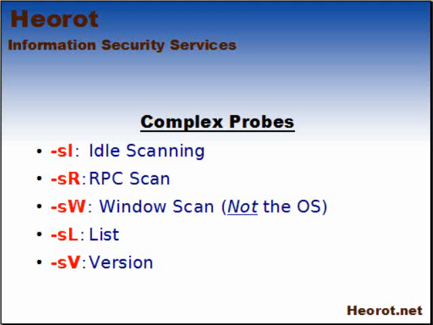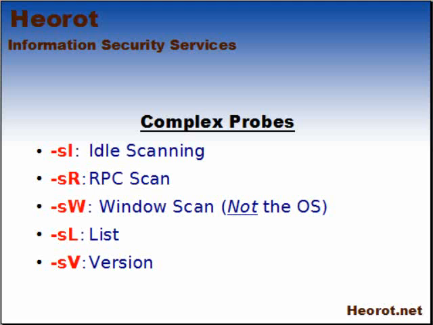The -sL probe doesn't actually send a probe. It uses DNS resolution to see if the target server exists. This probe is very unreliable and does not provide any information about services. However, it creates zero noise on the target network, which makes it useful in some cases.